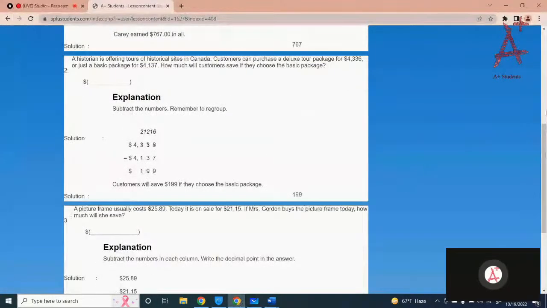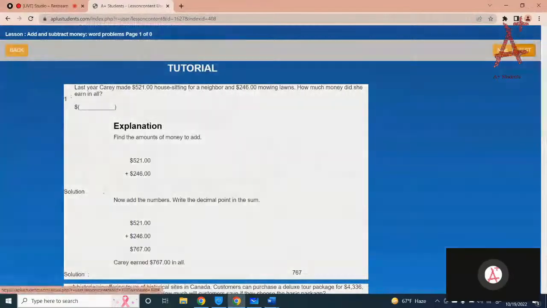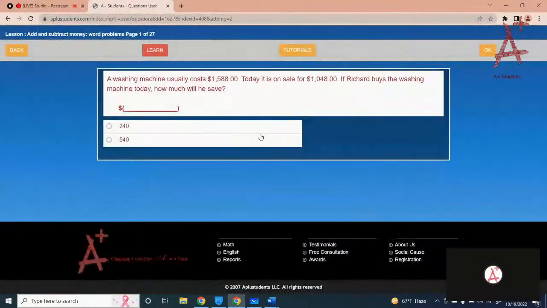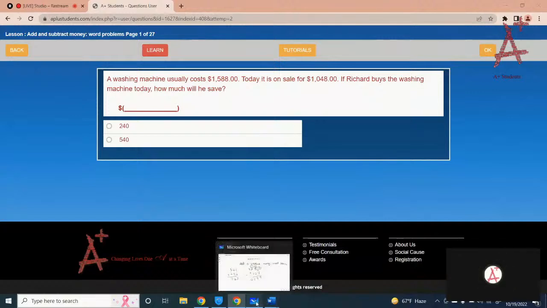Okay, on the top right corner we have a test button. Let's just start with a test. Okay, a washing machine usually cost $1,588. Today it is on sale for $1,048. If Richard buys the washing machine today, how much will he save? Got it? So just subtract.